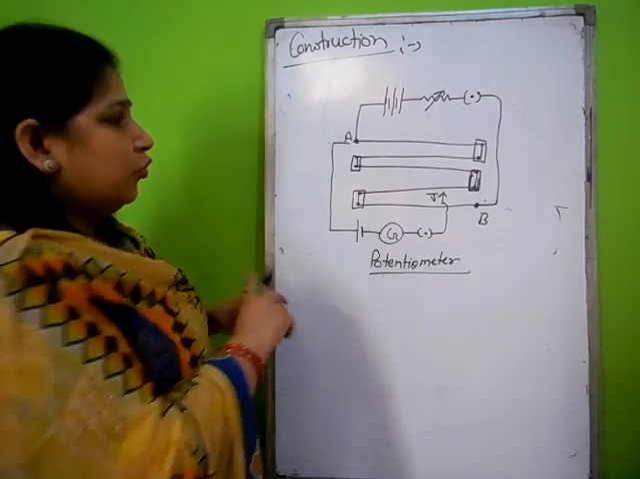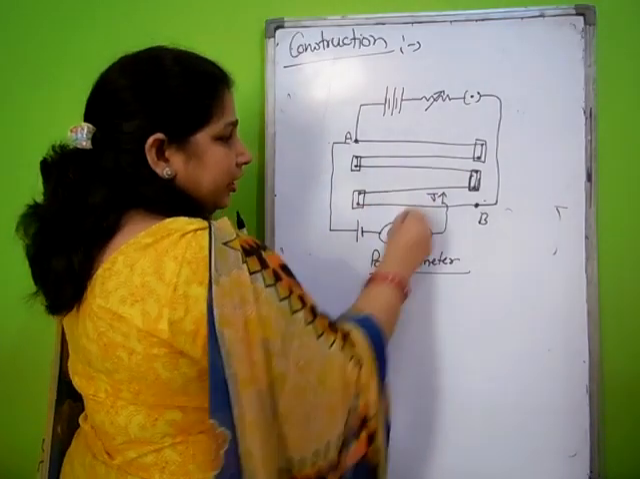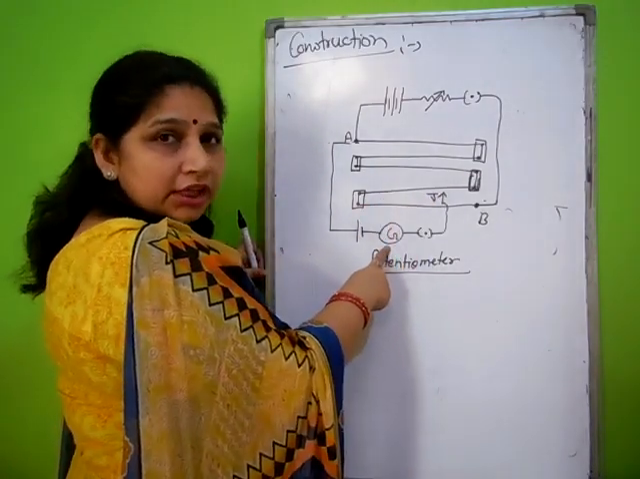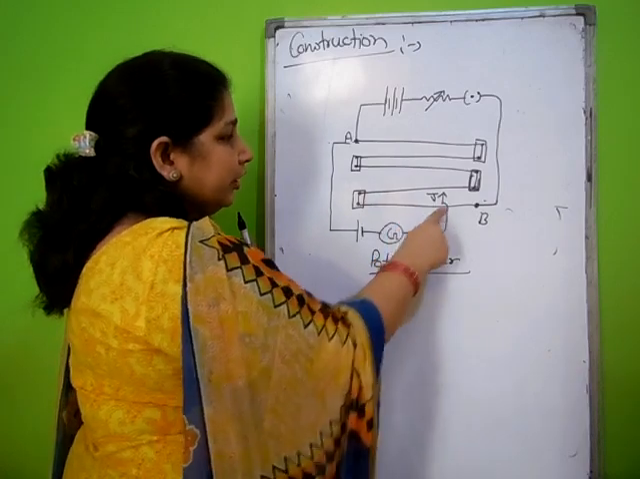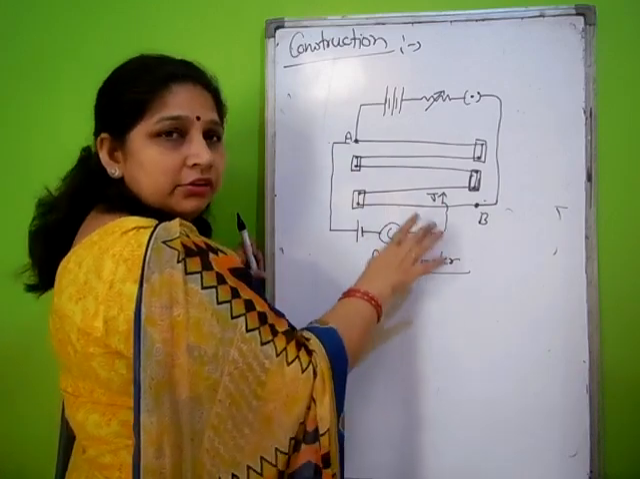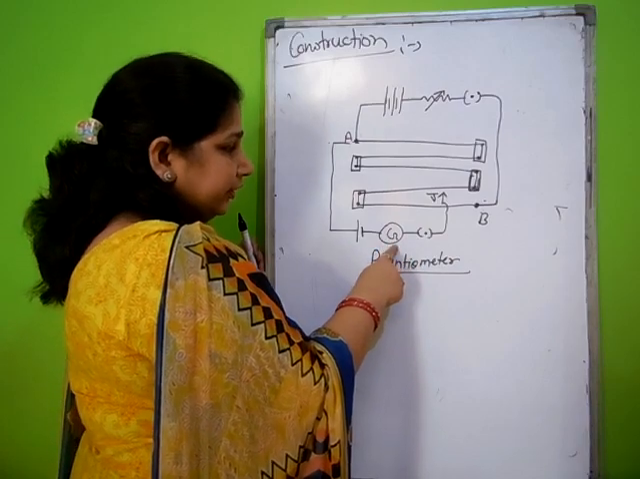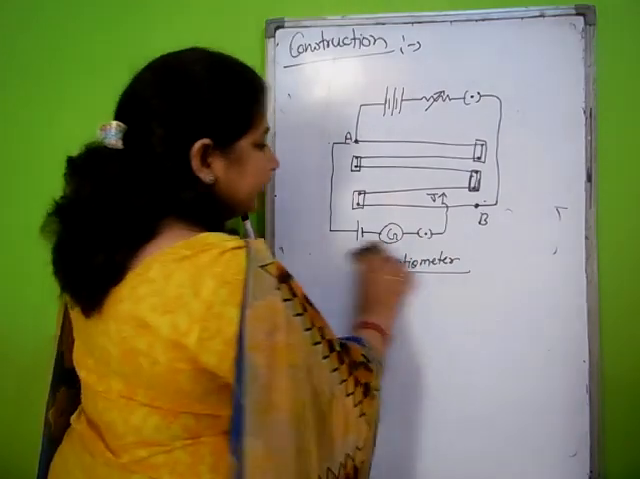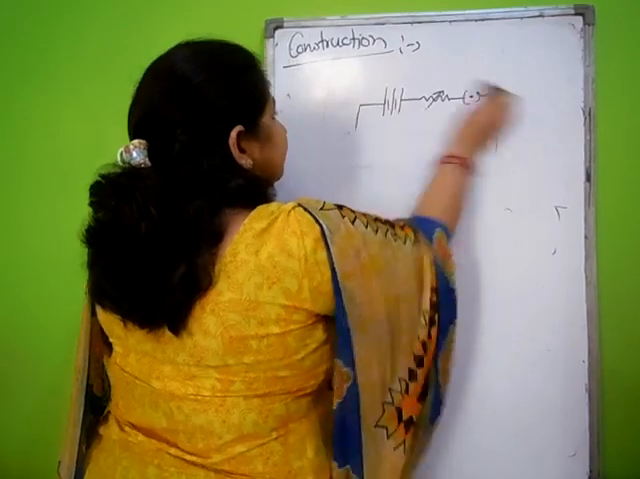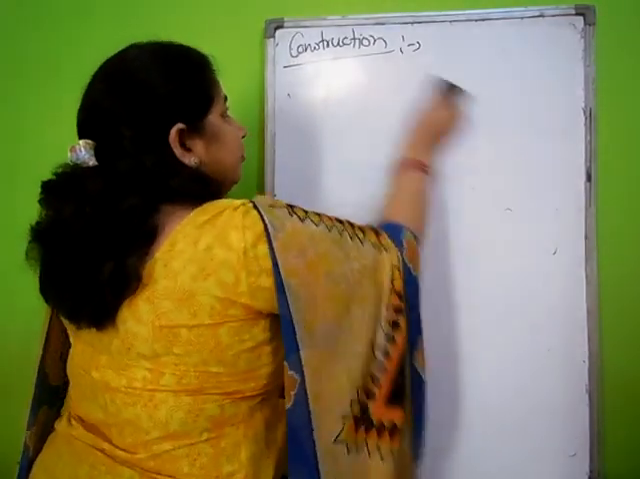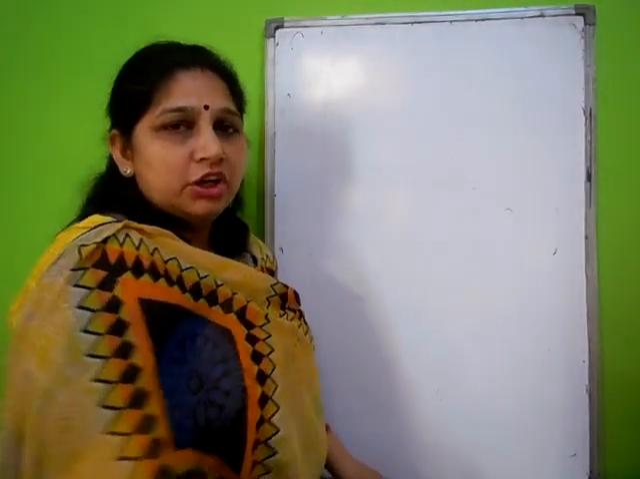When we move the jockey on the wire and find out the null point on the galvanometer, means no current through this wire. We have to find out zero current at the galvanometer. Now, application of potentiometer, we will do in the next topic.